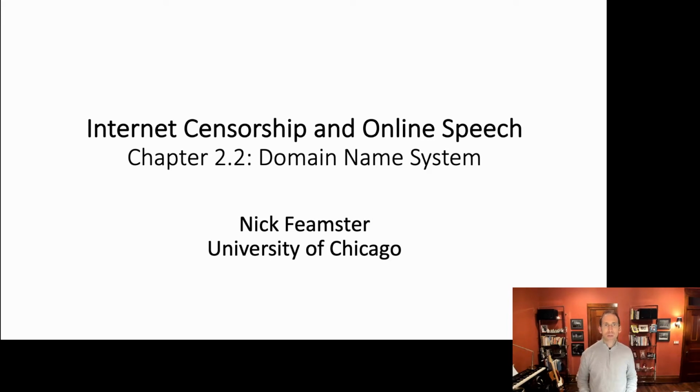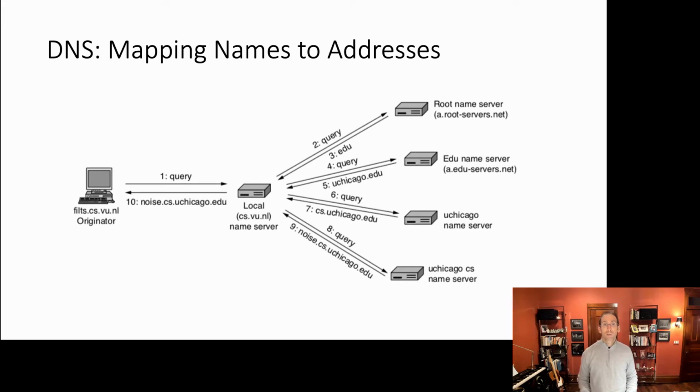Let's now have a look at the Internet's domain name system, the protocol that maps Internet names to addresses, and how the domain name system, or the DNS, can be manipulated. The domain name system, or the DNS, maps names, like uchicago.edu, to an Internet address, or an IP address. The process proceeds as is shown on this picture from left to right, and from steps 1 to 10.